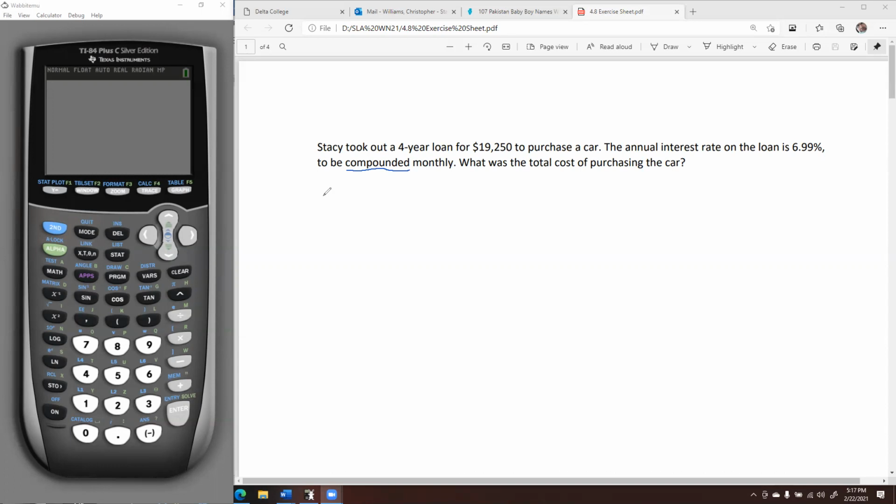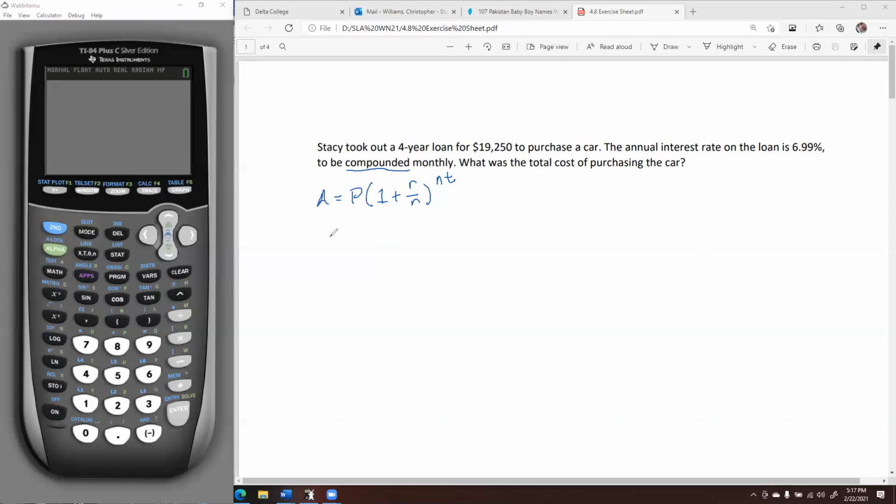So let's remember that the compound interest formula is A equals P times the quantity, 1 plus R over N, raised to the N times T power. Okay, so let's review for a minute what each of these variables represents.